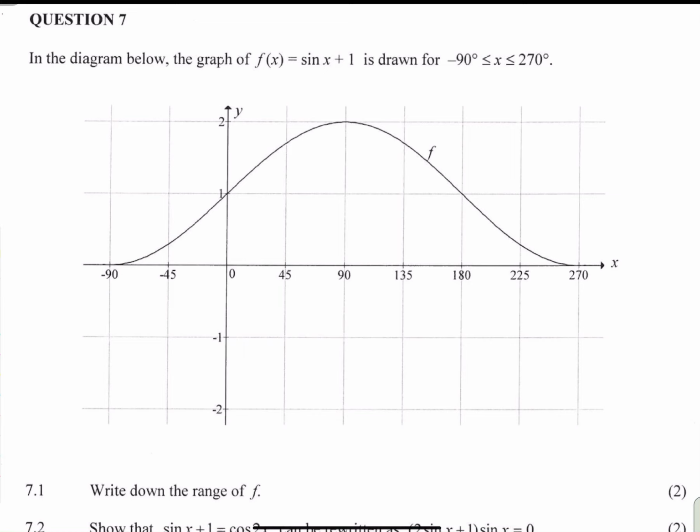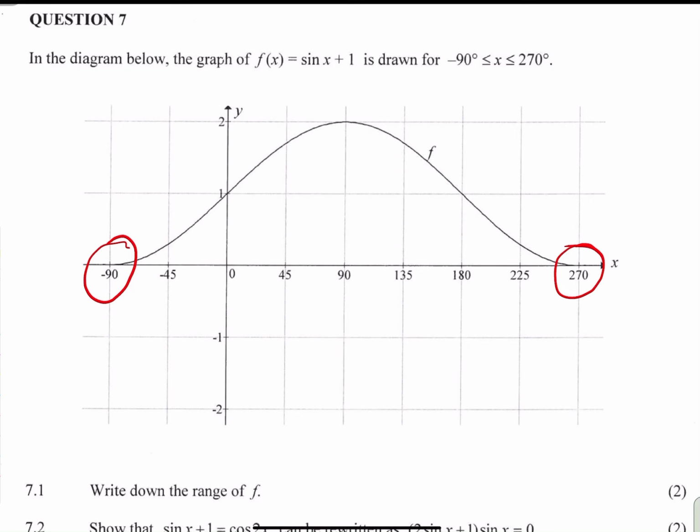Let's check Question 7. It's a national paper for your more information. It's a national paper. I actually forgot the year in which it was written, but it's for matric learners. We are saying in the diagram below, the graph of f of x, which is given by sine x plus 1, is drawn for the interval negative 90 degrees up until 270 degrees.